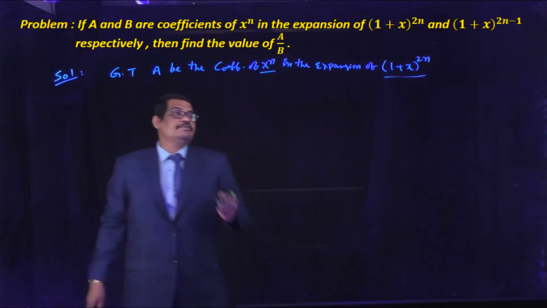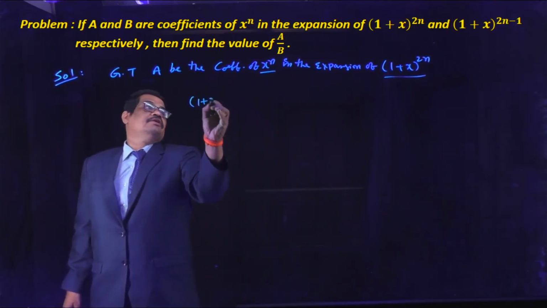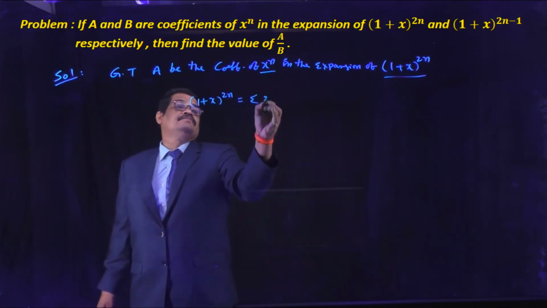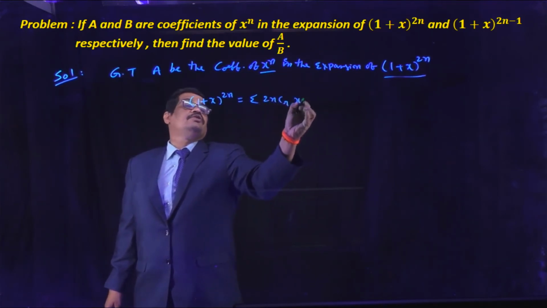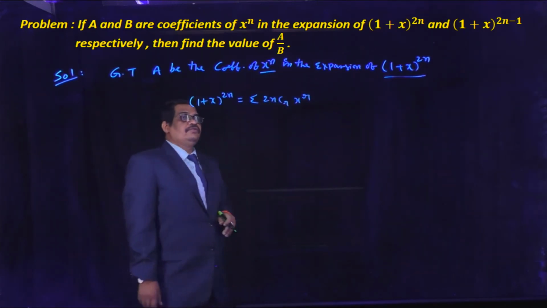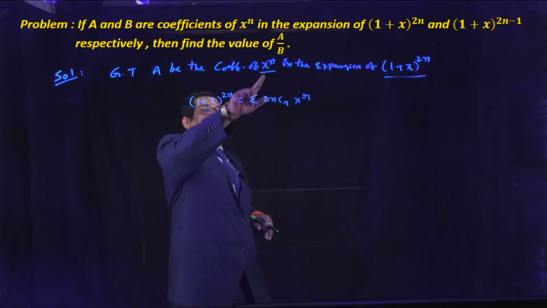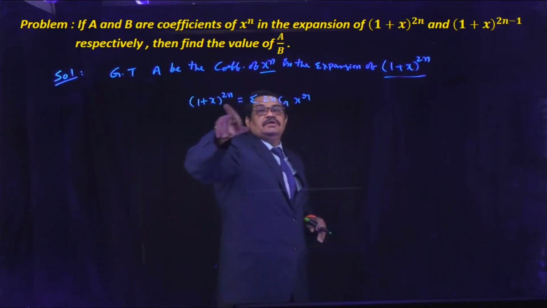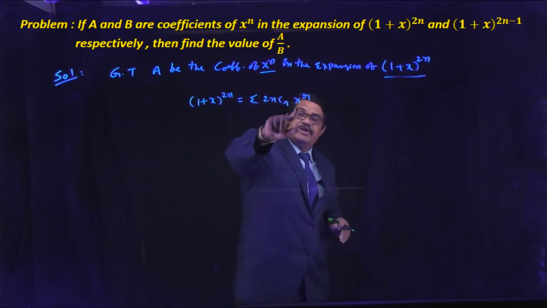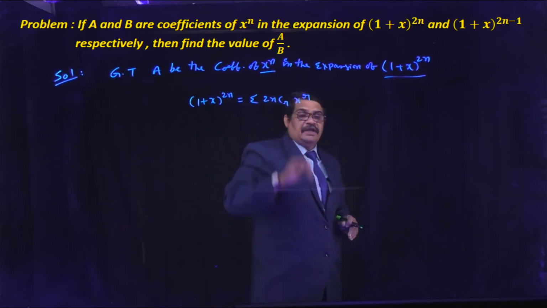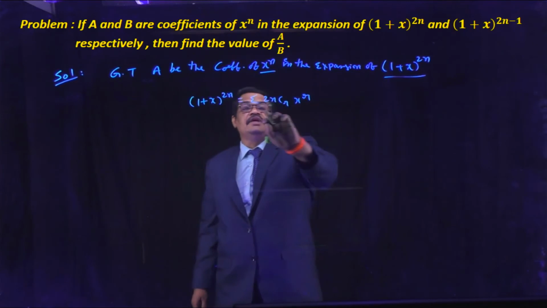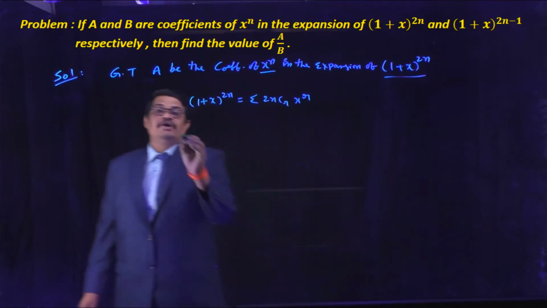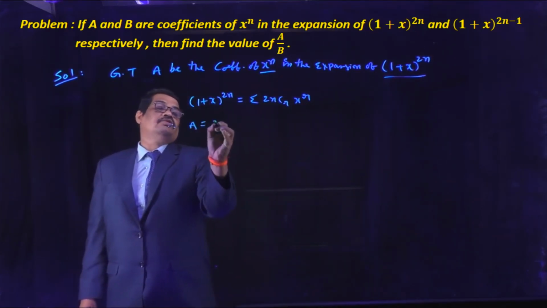So what is the expansion here? This expansion (1 plus x) to the power 2n can be written as sigma 2nCr x to the power of r. So in that we are writing the coefficient of x to the power of n, that is the value of A. Now in this expansion, what is the coefficient of x to the power of n? So we have taken r is equal to n, then we are getting the coefficient. Therefore the value of A is equal to 2nCn.